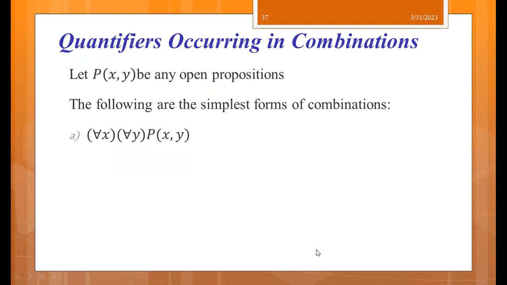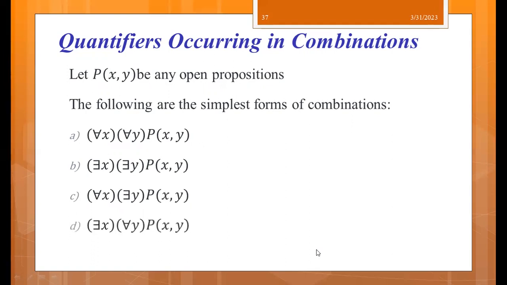The first one is for every x, that is for all x and for all y, P of x, y is satisfied. The next one is for some x and for some y, P of x, y is satisfied. Or C, for every x, there exists some y satisfying P of x, y. And lastly, for at least one x, or there exists an x, for every y, P of x, y is satisfied.